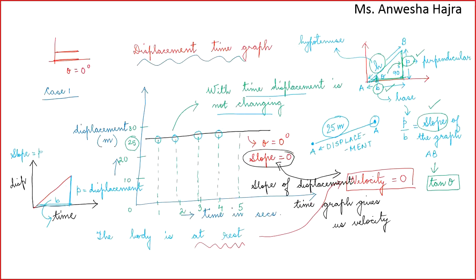Slope is perpendicular by base. Now perpendicular is displacement, and base is time. Now what is displacement by time? See here, perpendicular is displacement. On the X-axis, the base is time. Displacement by time. This part is velocity.